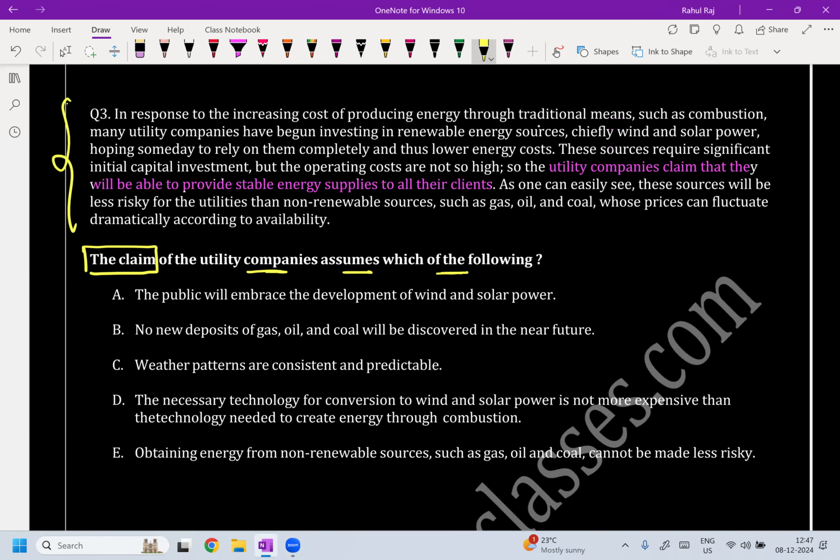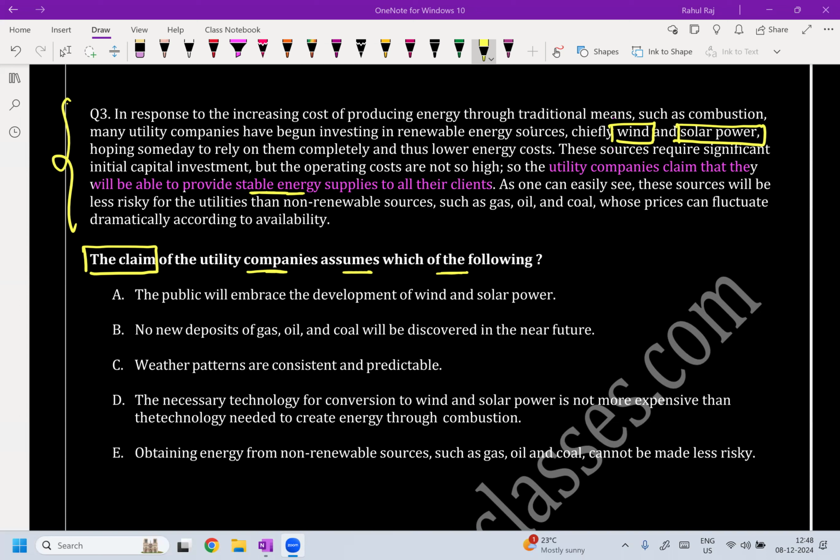Or anyone else, please, let's be clear with this. Read the argument again. If you have read it, it's well. Can I say in the claim, whatever the author is talking about, that they'll be able to provide a stable source of energy to all their clients, are they talking about wind and solar power or something else? Please tell me this. They are talking about wind and solar power. Yes. Anyone else who feels that it is not talking about wind and solar power? Mashira, Atharv, tell. Speak, man. Are they talking about wind and solar power or not?